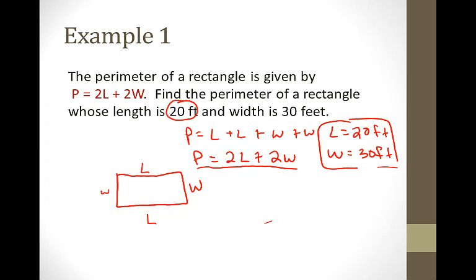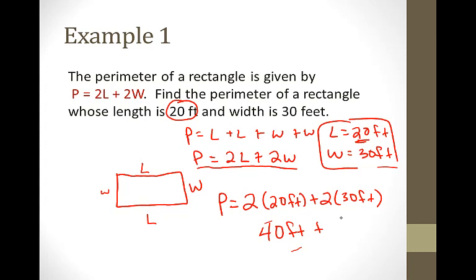Okay, so I'm trying to find the perimeter. I know the length here is 20, so 2 times 20 feet plus 2 times the width of 30 feet. Now we can multiply. 2 times 20 using order of operations is 40 feet plus 2 times 30 is 60 feet. And we can add 40 and 60 and get 100 feet. And after we work these application problems, it's always a good idea to look to see to make sure this makes sense. From a rectangle at 20 feet and 30 feet, yeah, that kind of makes sense.